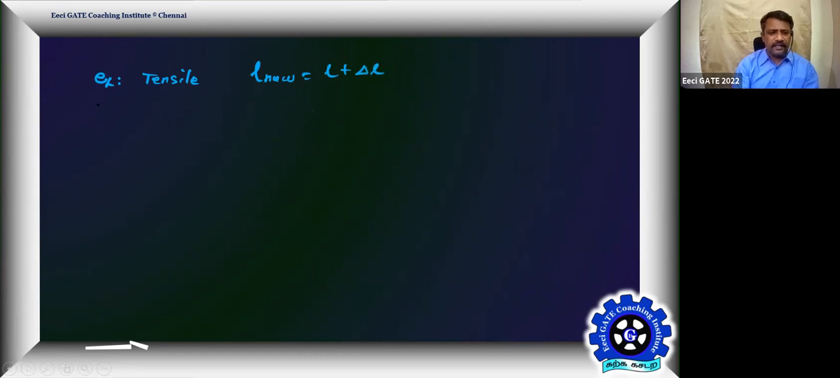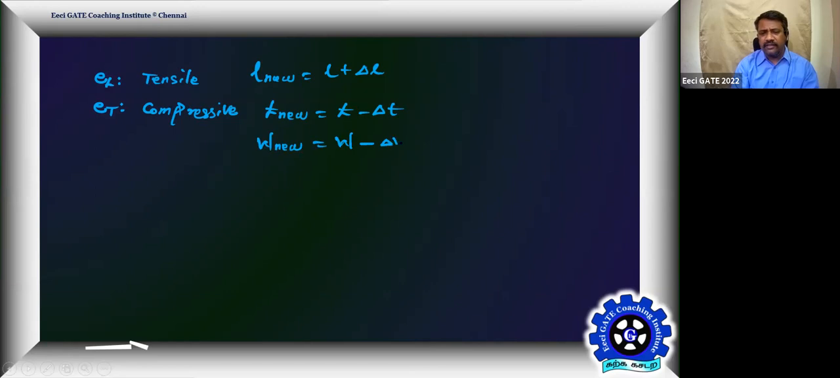Exactly speaking, this is longitudinal tensile strain, and this is transverse compressive strain. If longitudinal is tensile, automatically ET will become compressive. Because of that, the new thickness is going to become the old thickness minus the change in thickness. Similarly, the new width of your metal block is going to become old width minus change in width. But the volume of the metal block remains the same. Volume remains constant. Agree, everyone?